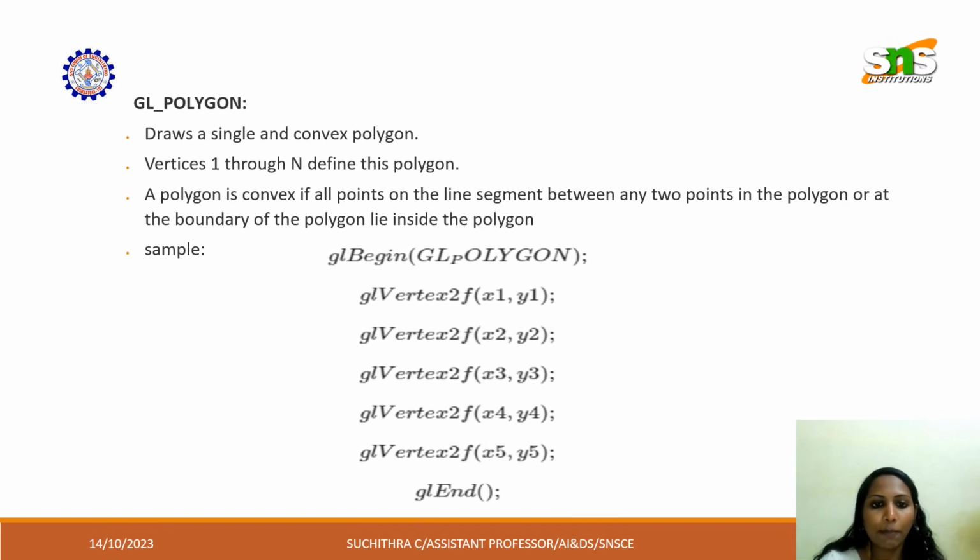Next one is GL_POLYGON. Here we draw a single convex polygon. Vertices 1 through n define this polygon. A polygon is convex if all points on the line segment between any 2 points inside the polygon or on its boundary lie inside the polygon. Let's see the sample program: glBegin(GL_POLYGON). Here we are giving 5 vertices: x1, y1, x2, y2, x3, y3, x4, y4, x5, y5. Then glEnd().